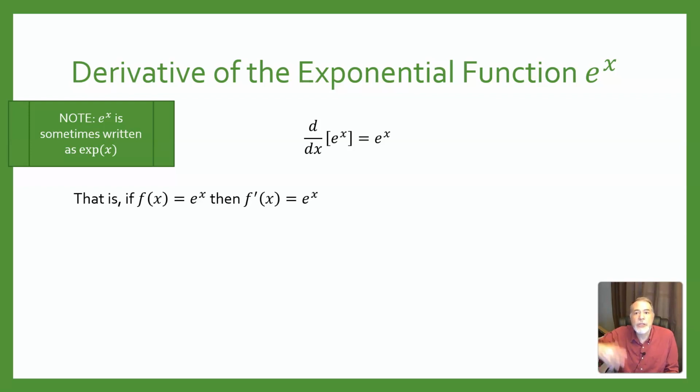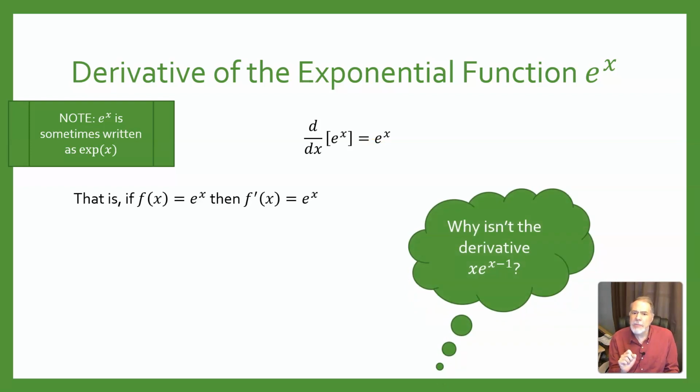And the rule is that the derivative of that function e to the x is e to the x. In other words, it is its own derivative. If f of x is e to the x, then f prime of x is also e to the x.